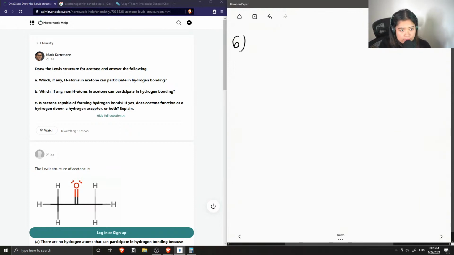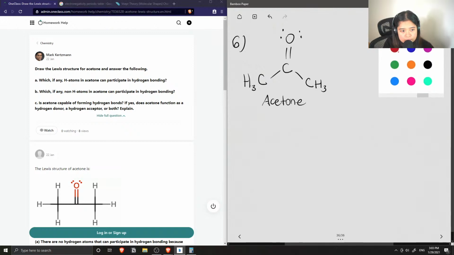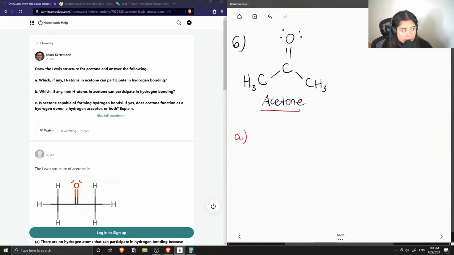Okay, so first I'll just show the structure of acetone. It can also be known as propanone. So this means it is a three-carbon long chain. And in the middle, there's a carbonyl group or a ketone. So this is acetone. Okay, so now let's try to answer the different questions.